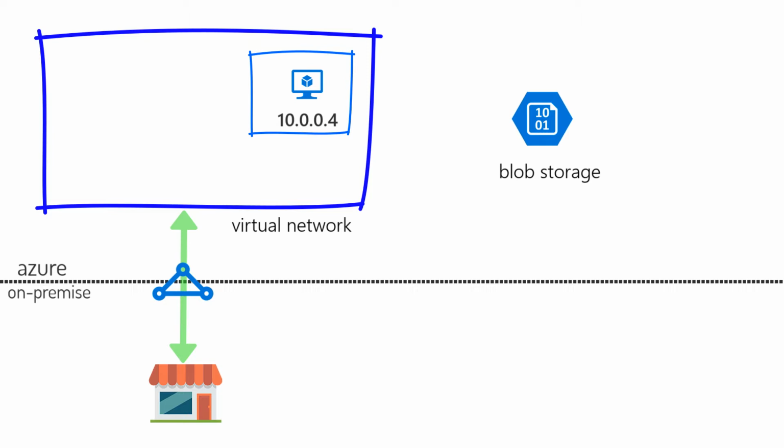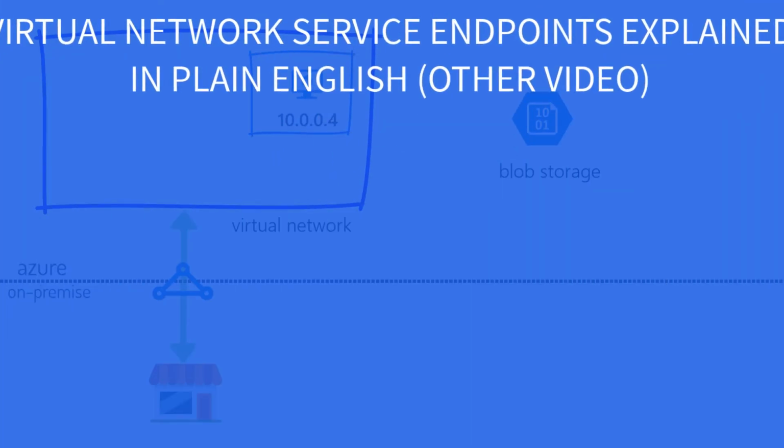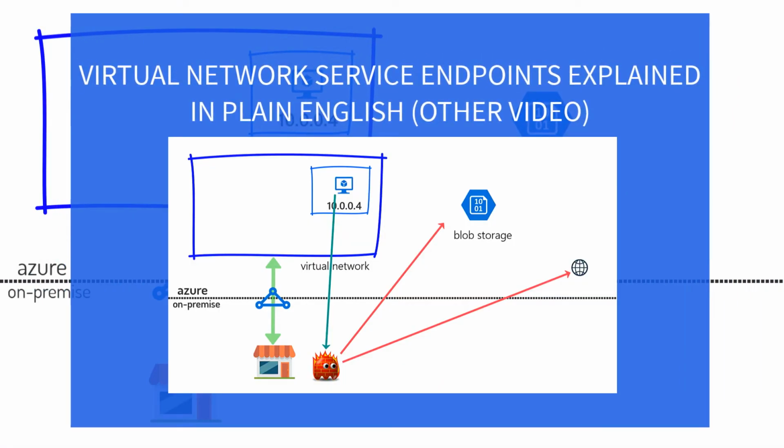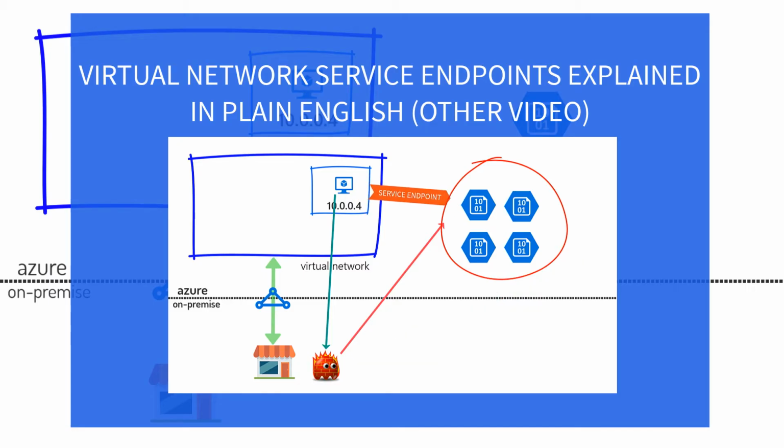In this case, we know that the VM has a private IP of 10.0.0.4 and the Azure Blob storage does not. We solved the secure network access from the virtual network to the Blob storage in our previous video where we explained virtual network service endpoints. If you haven't already, please do check out the video by clicking on the link above.